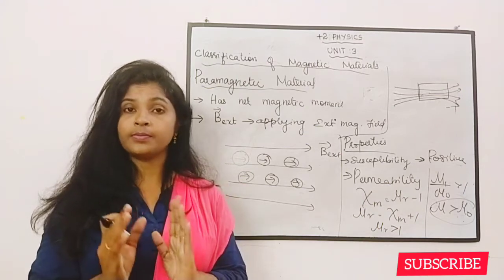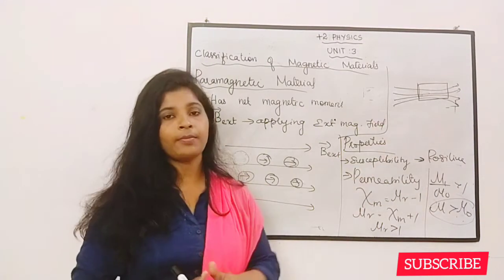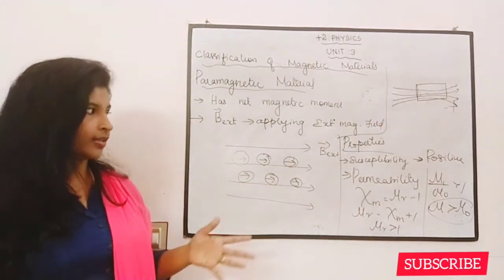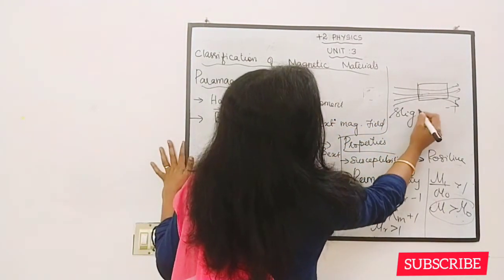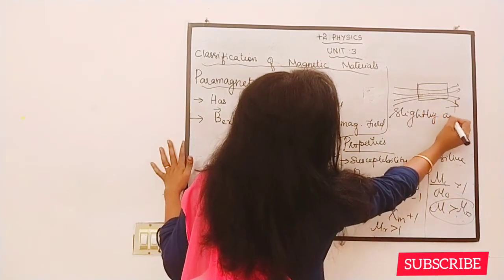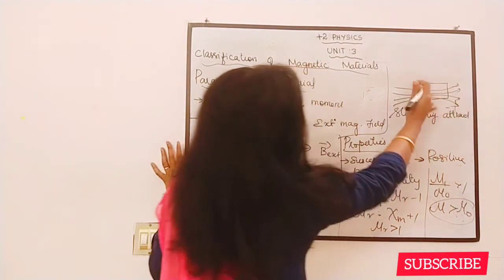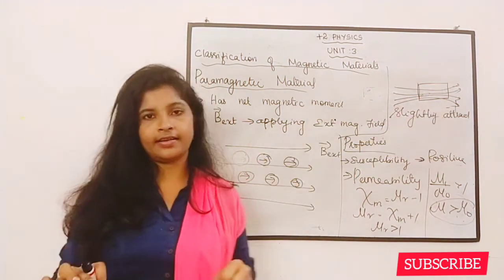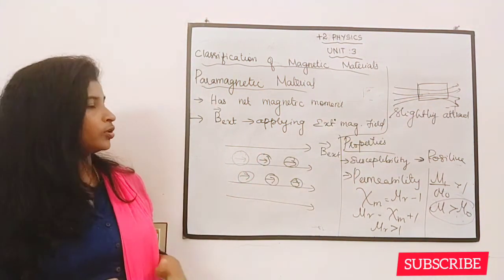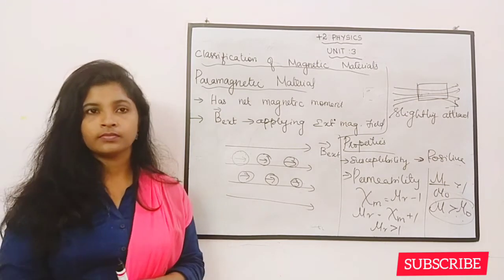The permeability of a paramagnetic material will definitely be higher than the permeability in free space. Another property: it will slightly attract. When we keep it in a uniform magnetic field, it slightly attracts. So these are the properties of paramagnetic material.